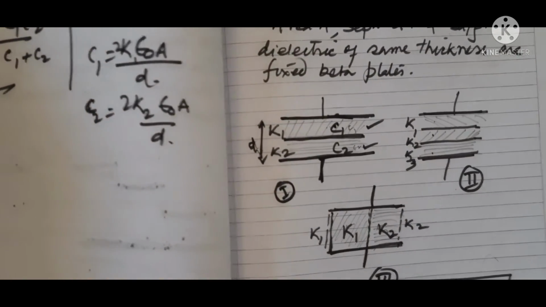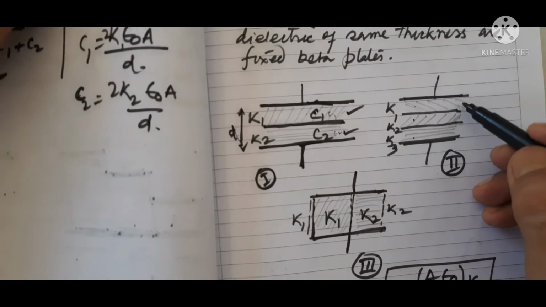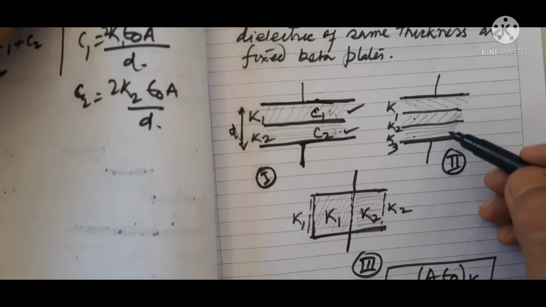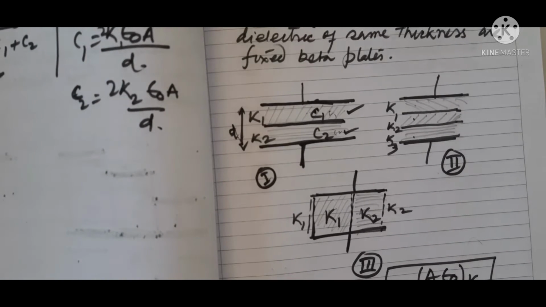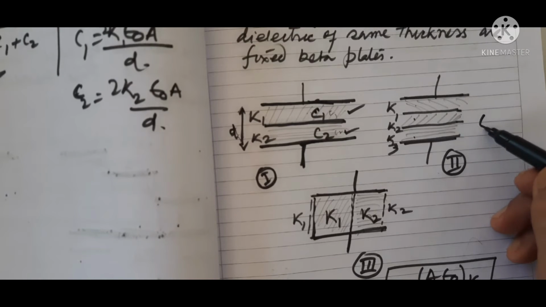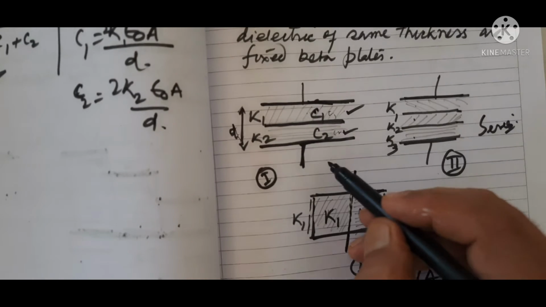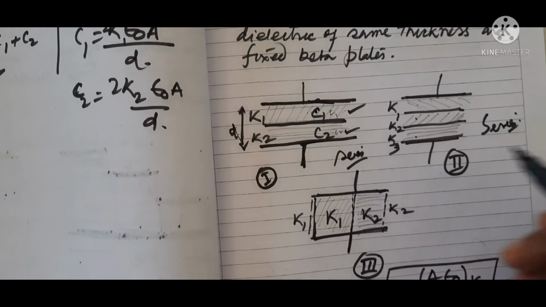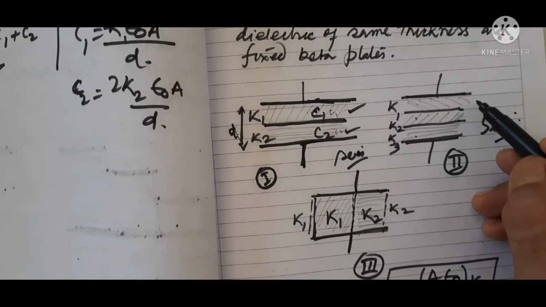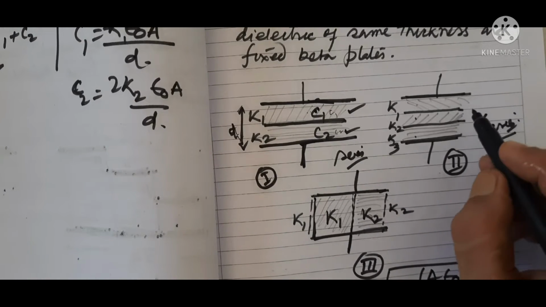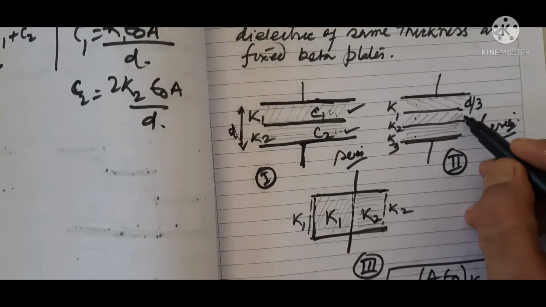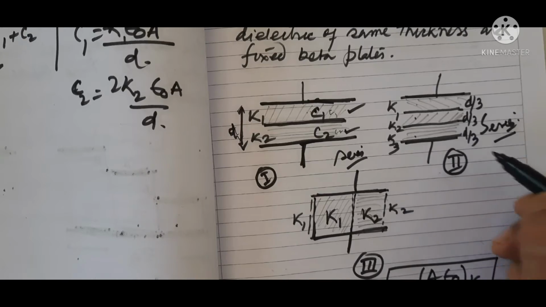For the second one, just see the diagram: here K1, K2, K3, three dielectric mediums are there, having three dielectric constants K1, K2, K3. Obviously these three are also in series. There it was two dielectric constants, here there are three. So what does the separation become? All this separation becomes D by 3, D by 3, D by 3 like that.